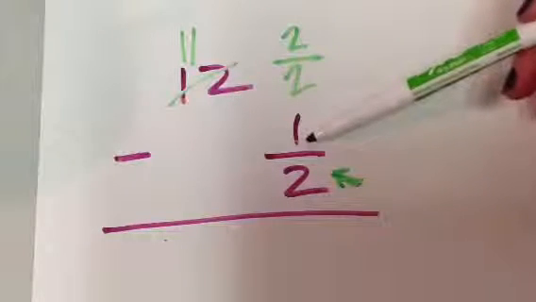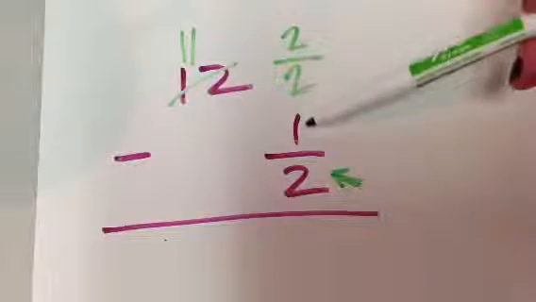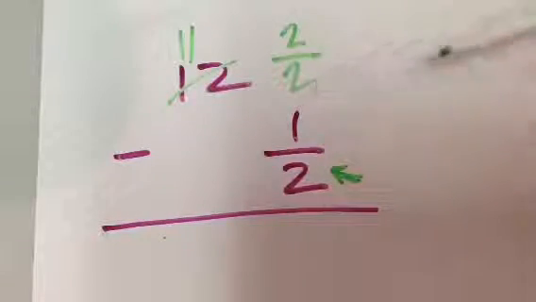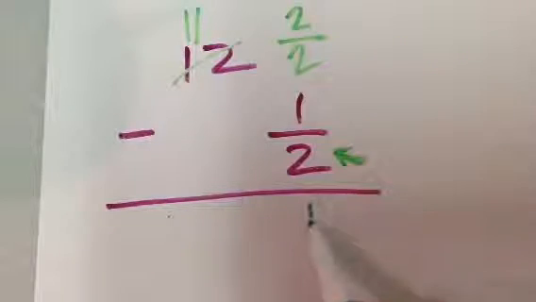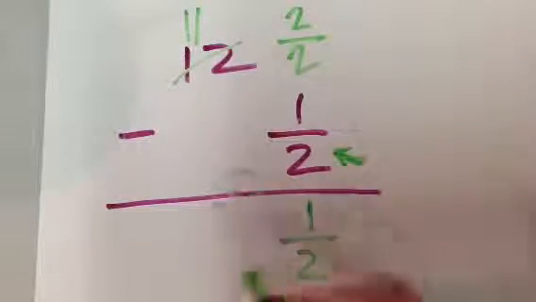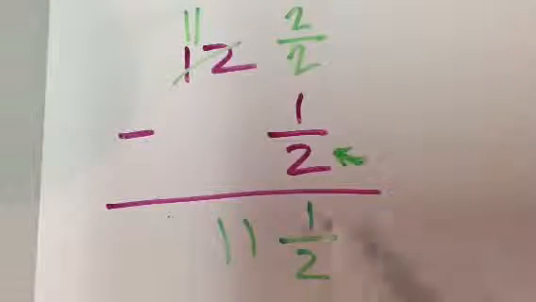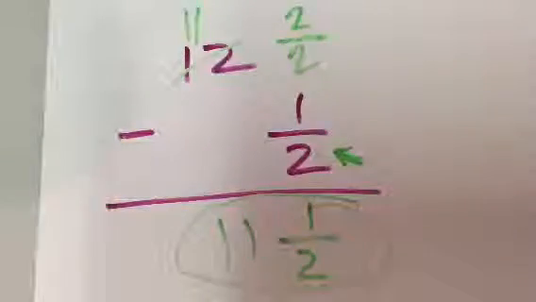I can now subtract this fraction from this fraction because I've borrowed and filled the fraction 0. Okay, so 2 minus 1 is 1. My bottom number stays the same. 11 minus 0 is 11. So there's that 11 and a half that I just sort of knew that 12 minus a half was going to equal.